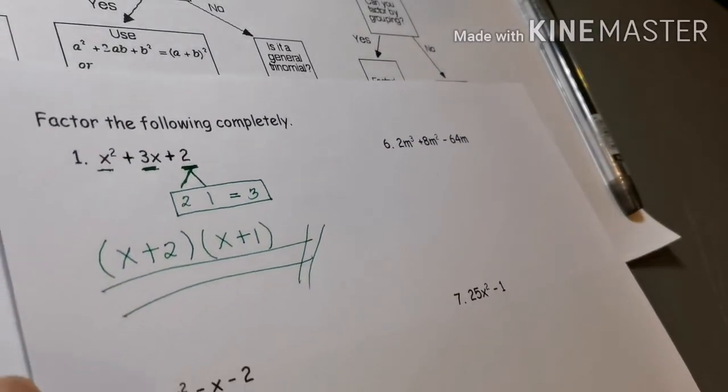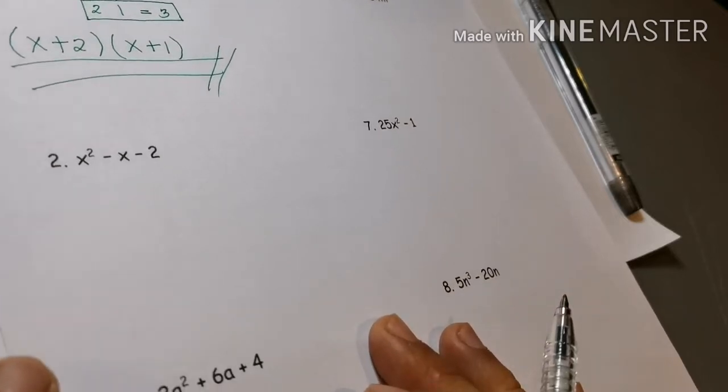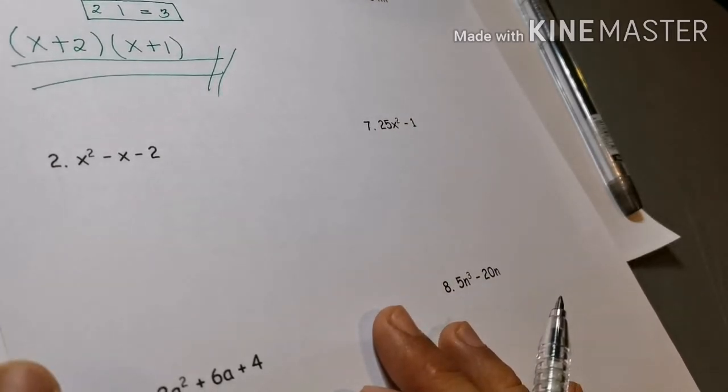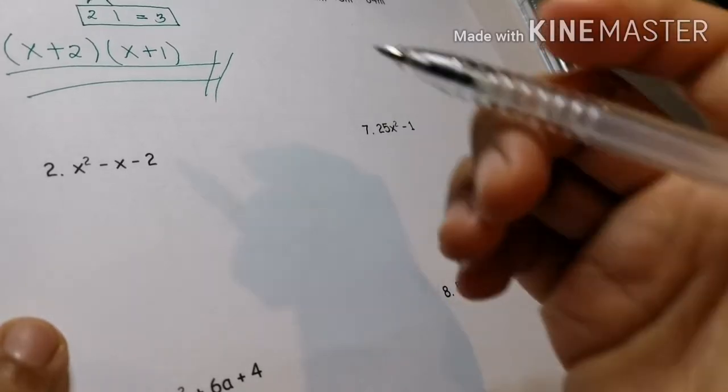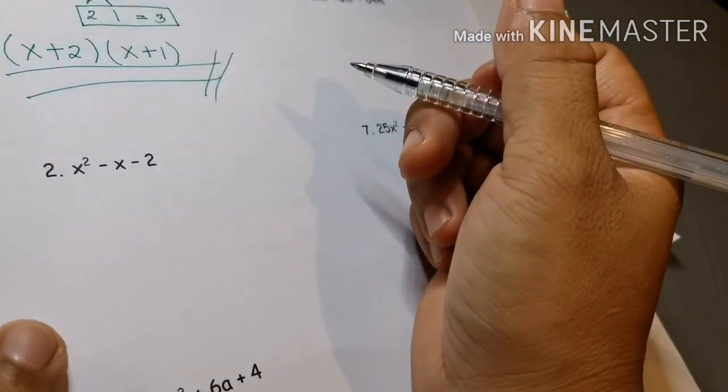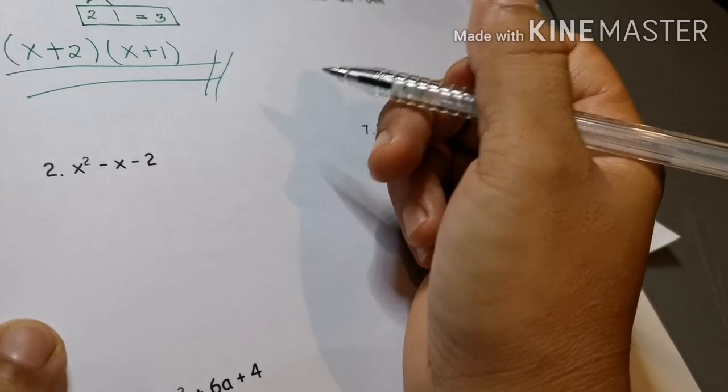Next we have x squared minus x minus 2, rather. Sorry.